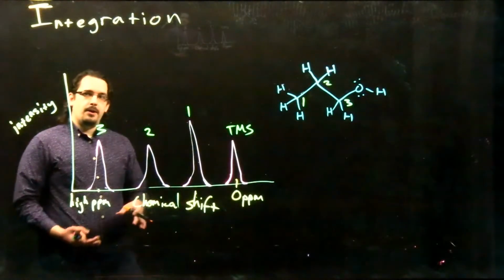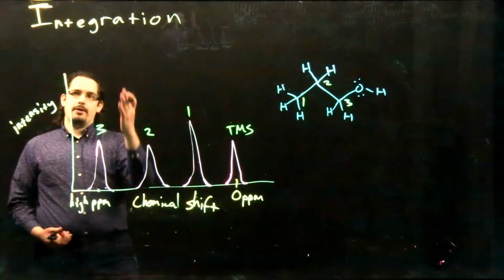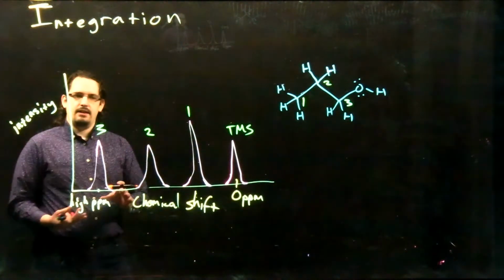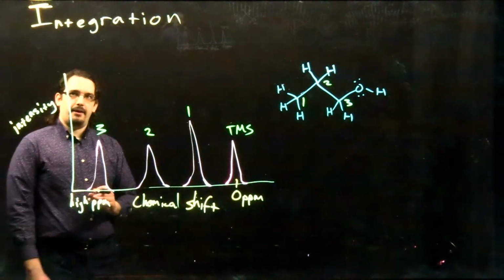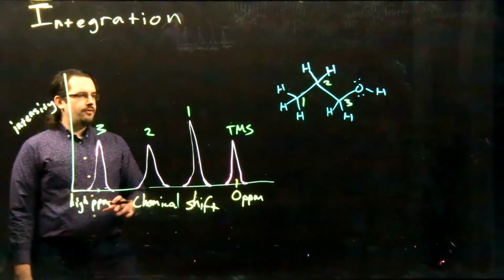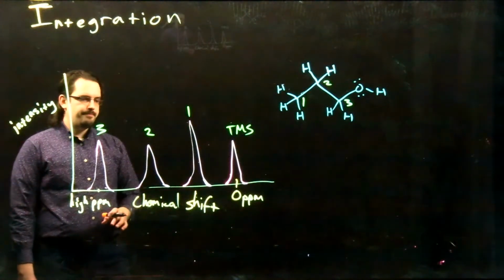Our next key approach to interpreting an NMR spectrum is going to be based on integration. Integration looks at the size of our NMR peaks. Now you might have noticed, when we were talking about chemical shift, that I drew differently sized peaks for our different hydrogens on our NMR spectra.